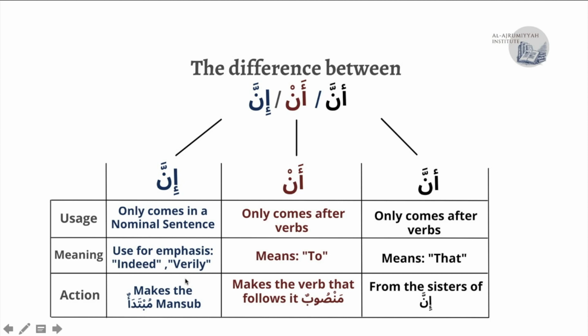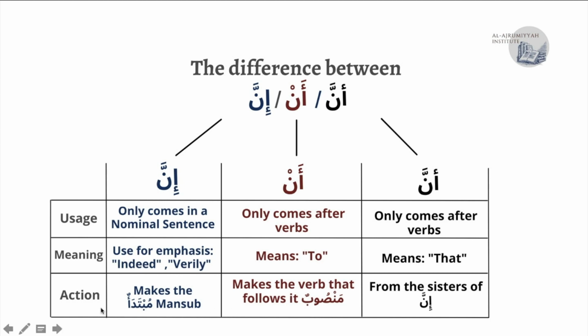In terms of the meaning, inna is used for emphasis. So it's usually translated as something along the lines of indeed, verily. While an means to, but there are certain scenarios where an can mean that, and that comes with the passage of time. You'll get used to knowing which one it should be, but usually an is translated as to. Anna is pretty much always translated as that, so that's what it means, and that's how it's translated.